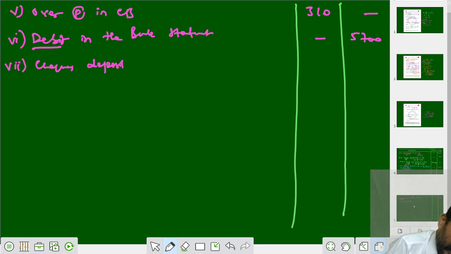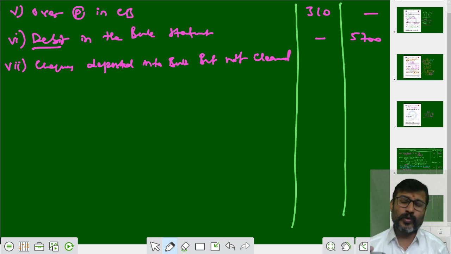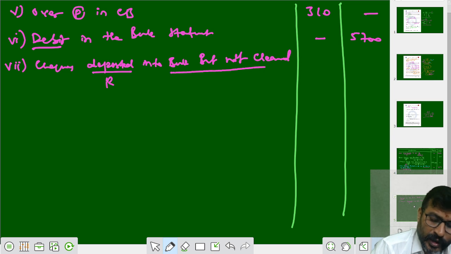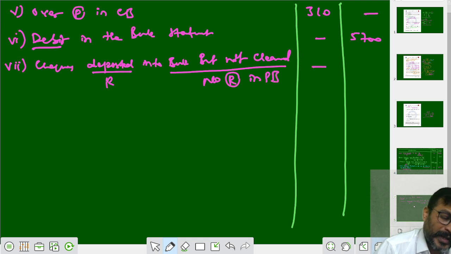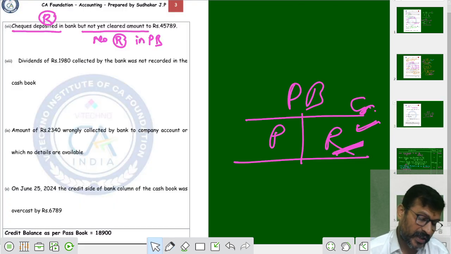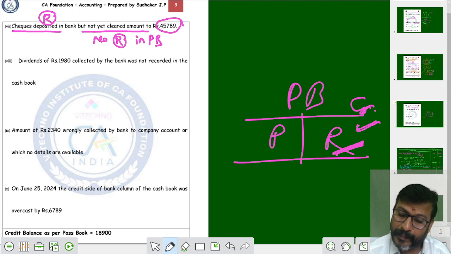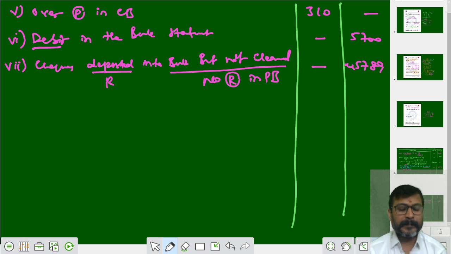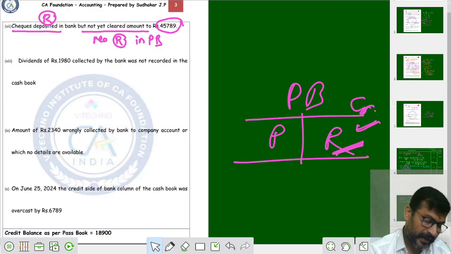Cheques deposited into bank but not cleared. Who has the right to clear? Whose duty is it to clear the cheque? It's the duty of the banker, right? Deposited means receipt. Not cleared by bank means no receipt in passbook, no credit in passbook. So we have to take it on the credit side. What is the amount of the cheque? 45,789. Am I right? Let us move on to the next concept, my dear kids.